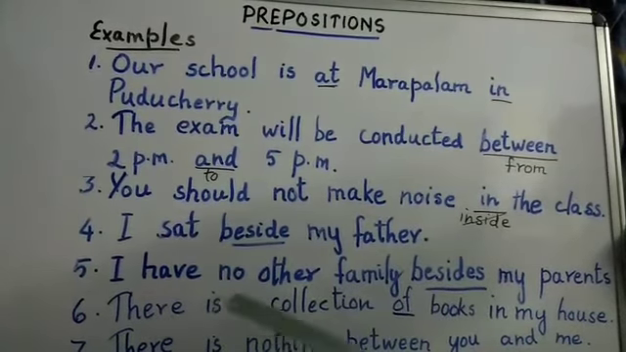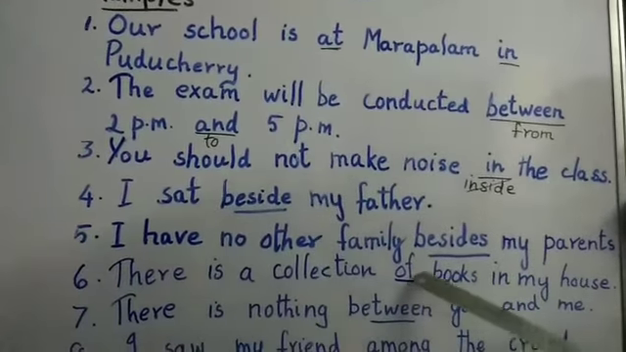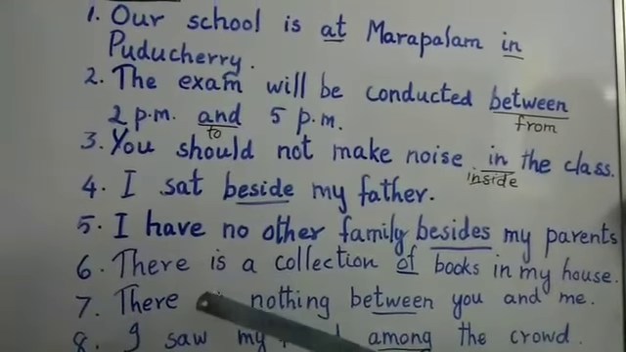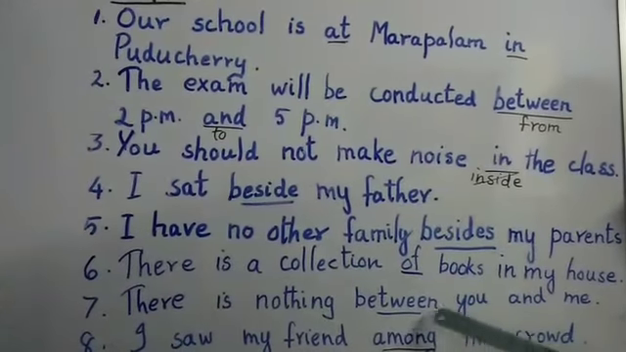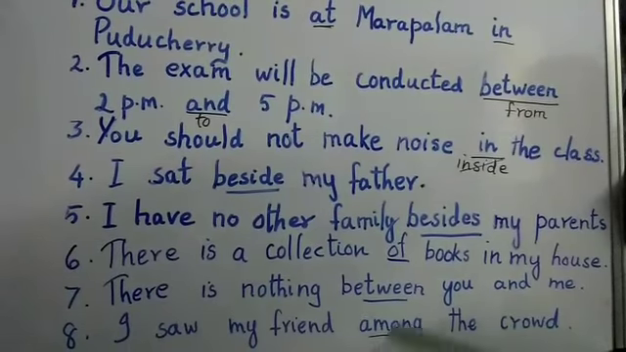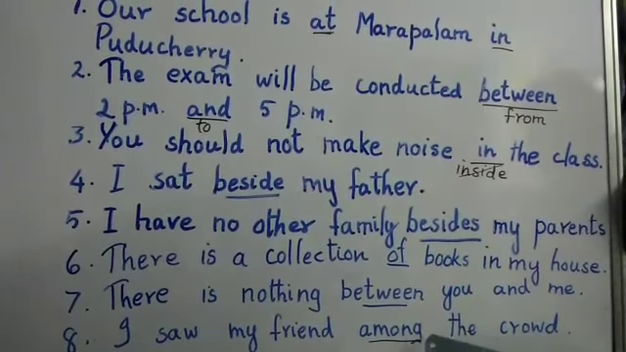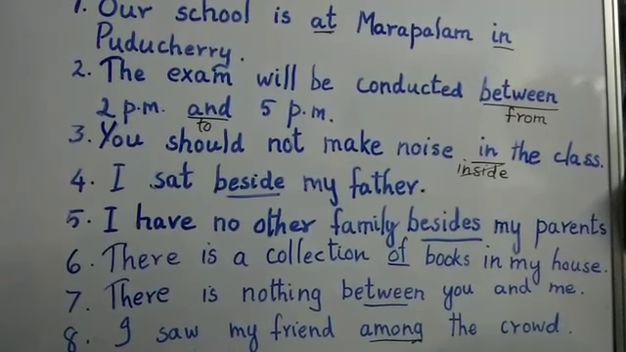Sixth one, there is a collection of books in my house. So of is a preposition. Seventh one, there is nothing between you and me. Eighth one, I saw my friend among the crowd. So the usage of between is for two people, and among means among many people.